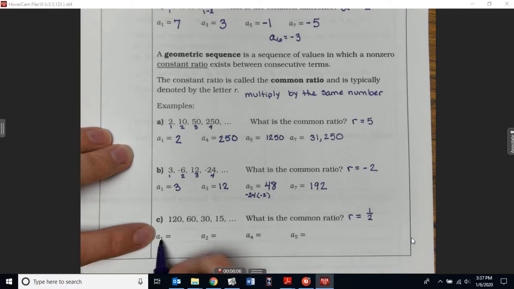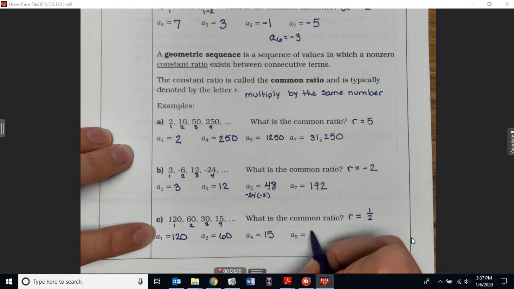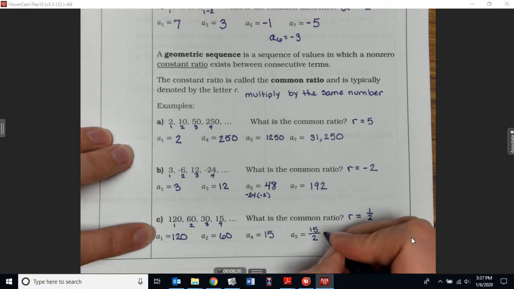All right, so the first term is 120. The second term is 60. The third term is 30. The fourth term is 15. And then if I cut 15 in half, I would get a decimal, or I could leave it as 15 halves.